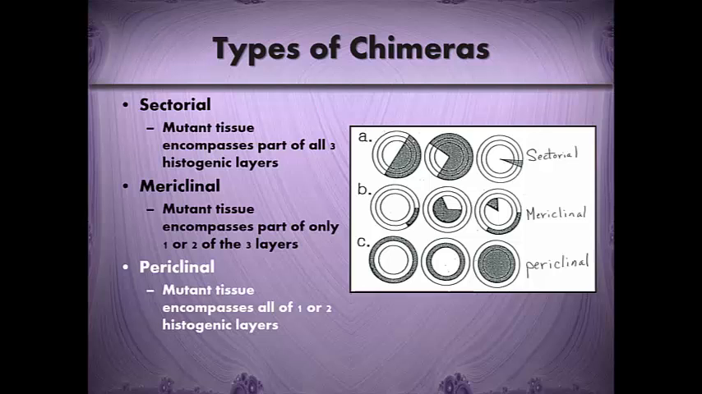You can see how in the sectorial and mericlinal chimeras, since these are actively growing and dividing areas of the plant, it would be easy for the normal non-mutated tissue to sort of take over by actively growing and dividing much more quickly than the mutated tissue. So for example, in the sectorial chimera on row A, the one on the far right, you only have a very small sliver of mutated tissue there.